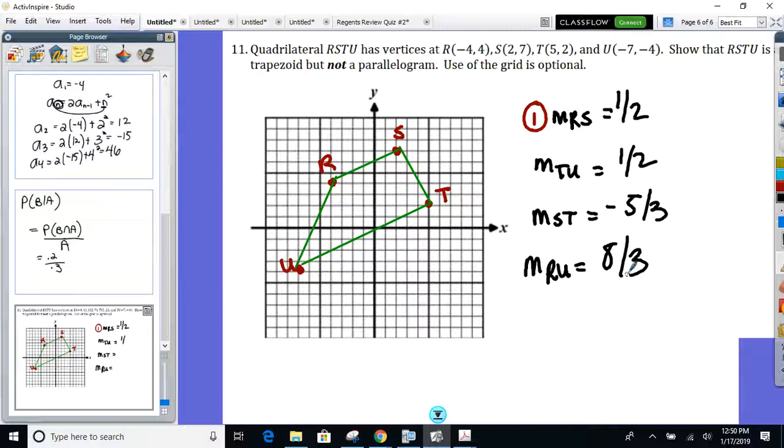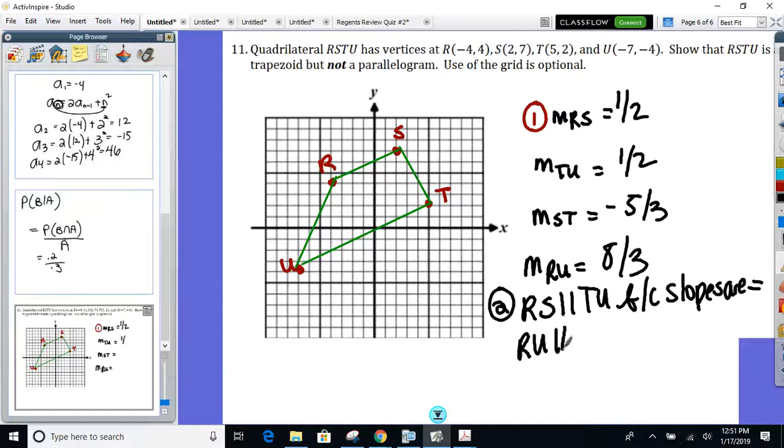Okay, all good. What did we just learn? Tell me one thing we've learned, because we're going to write two things we've learned from step 1. RS parallel to TU because slopes are equal. What else did we learn that's going to play into being a trapezoid specifically? Marin? RU not parallel to ST because slopes are not equal.